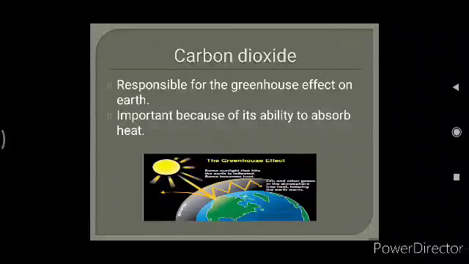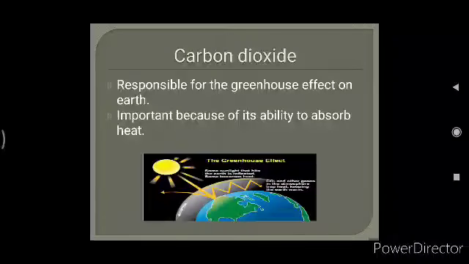Deforestation is the main reason for the increase in the amount of carbon dioxide in the atmosphere. Apart from deforestation, there is burning of fuels like coal and petroleum. These are the different reasons why the amount of carbon dioxide is increasing in the environment. Okay, so with this we are done with the composition of the atmosphere.